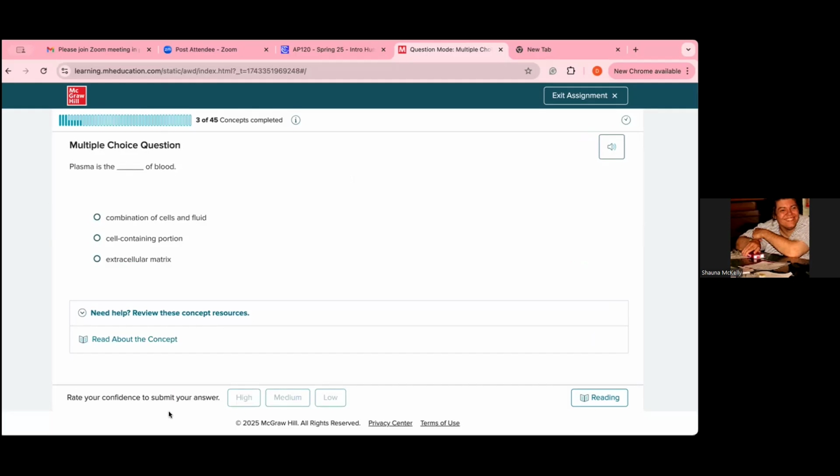Plasma is the extracellular matrix of blood. Blood is the only connective tissue that has a fluid extracellular matrix. So plasma is the extracellular matrix of blood.